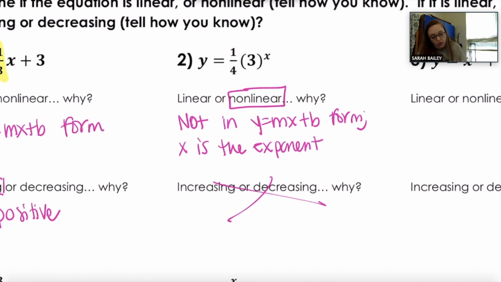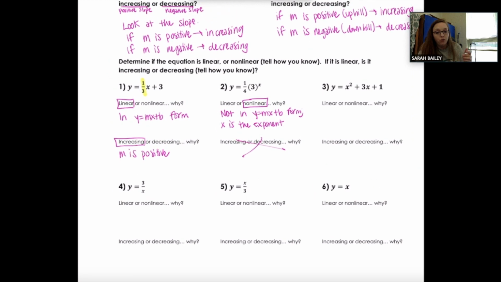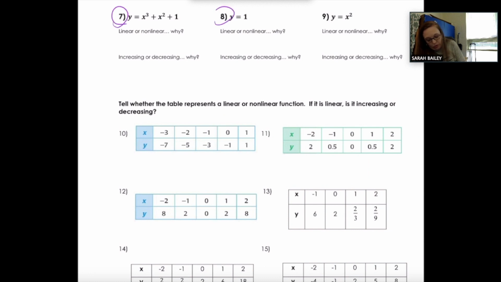Okay? So now you're going to do problems 3 through 9. So pause the video and complete problems 3 through 9. Remember that if it's not linear, then you don't need to answer the increasing or decreasing question. You can just put an X through them. All right, so pause the video and do those now.